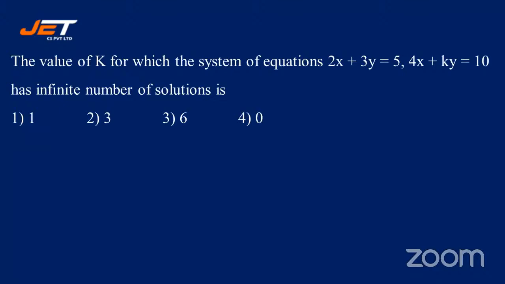The value of k for which the system of equations 2x plus 3y is equal to 5, 4x plus ky is equal to 10 has an infinite number of solutions. When we say it has an infinite number of solutions, what is the formula? A1 by A2 is equal to B1 by B2 is equal to C1 by C2. I have given you the clue. Quickly find the value of K with this. I'm giving you 40 seconds. Quickly work out and give me the answer.